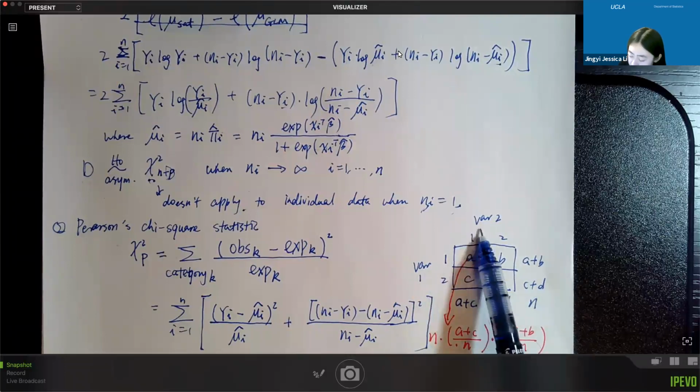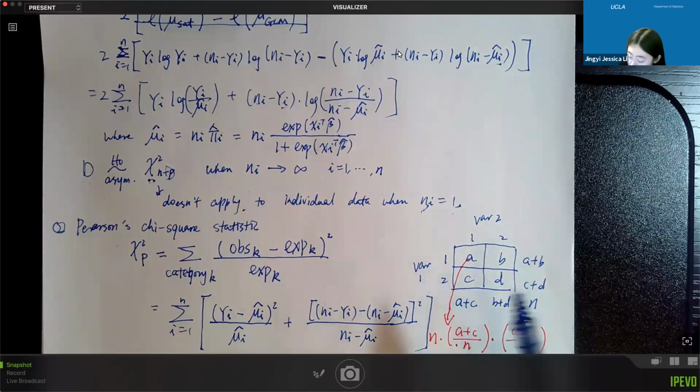So when they are independent, their joint probability is just the product of their marginal probabilities. This joint probability times n is what we expect for this count. Although Fisher's exact test uses the hypergeometric distribution to calculate the p-value for this observed data, we can also use Pearson's chi-square statistic in this way.